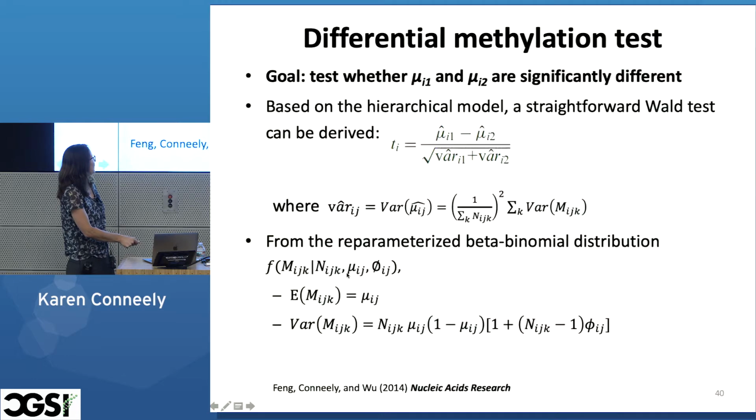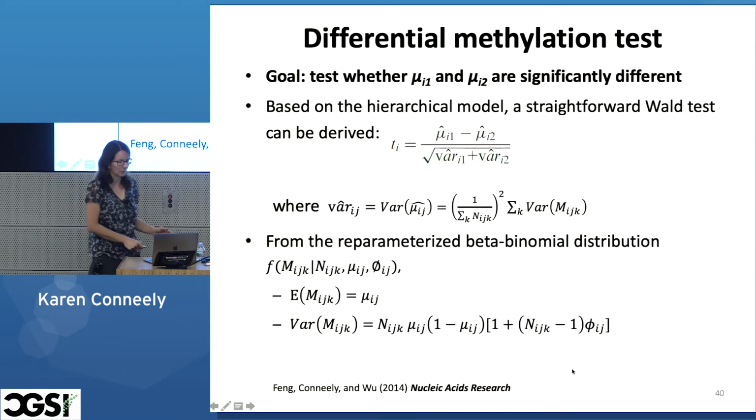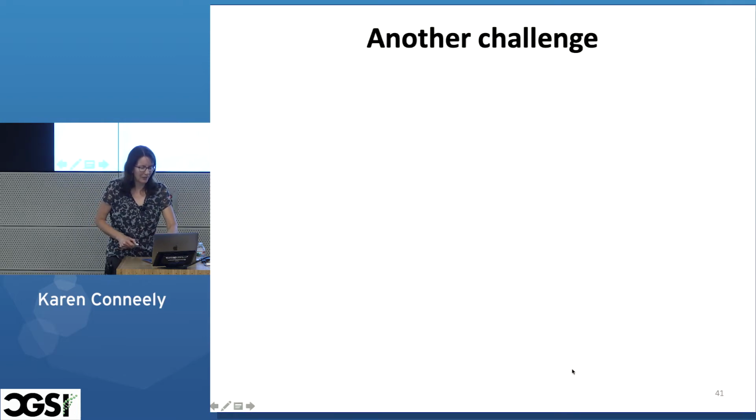And here, if you write it all out, its expectation is just mu, which is great. Means are easy. The variance isn't that bad. It's a function of the mean and of this dispersion parameter. And so if we want to go ahead and make this Wald statistic, all we have to do is come up with nice estimates of the mean and the dispersion parameter, which we can do, right? And so that turns out to be one last challenge.